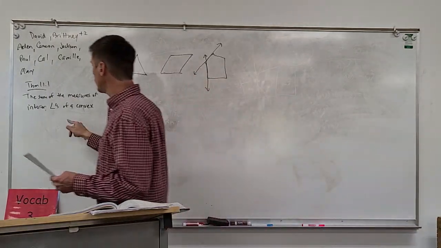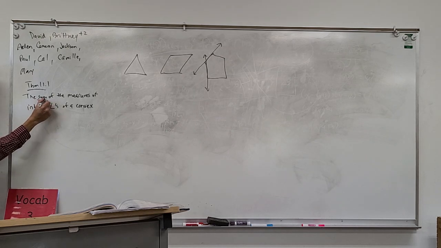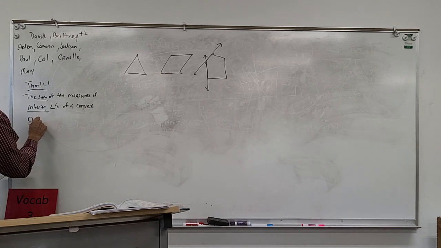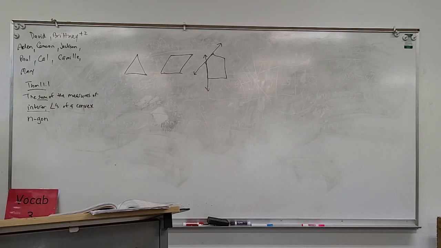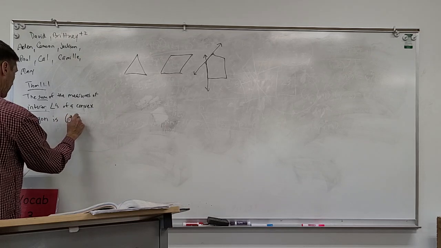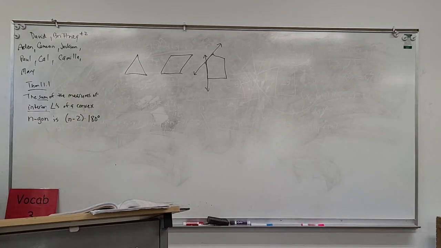So the sum of the measures of the interior angles, a couple of key things I want to point out in this definition. It's the sum and it's interior angles. All right? The sum of the measure of the interior angles of a convex n-gon. We're saying n-gon just because it doesn't matter how many sides it is. It's always going to be n minus 2 times 180 degrees. All right?